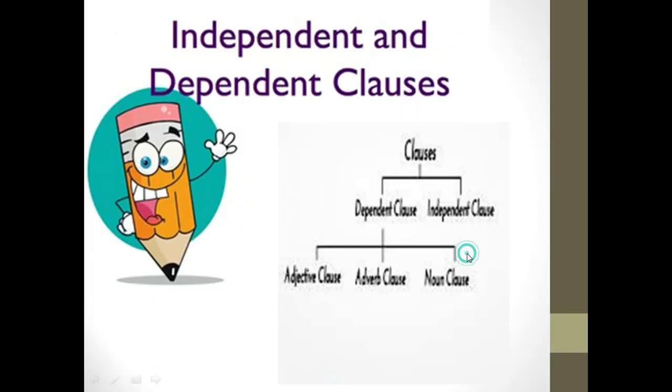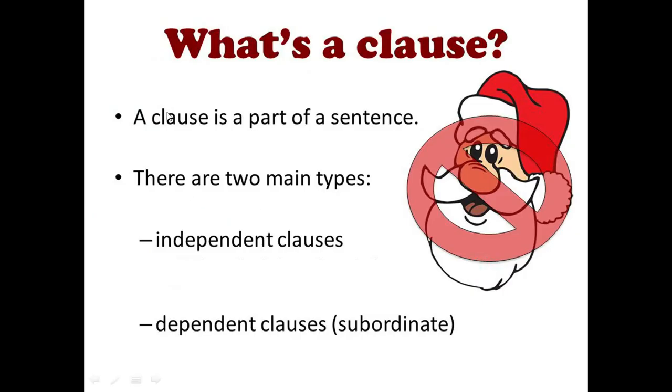Okay. Now come to independent clauses and dependent clauses. A clause is divided into dependent and independent, and then the dependent clause is further divided into adjective clause, adverb clause, and noun clause. One by one we are going to study it. First, see what a clause is. A clause is a part of a sentence. There are two main types: independent clause and dependent clause. The dependent clause is also called subordinate.